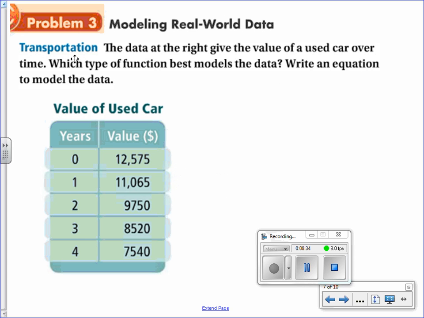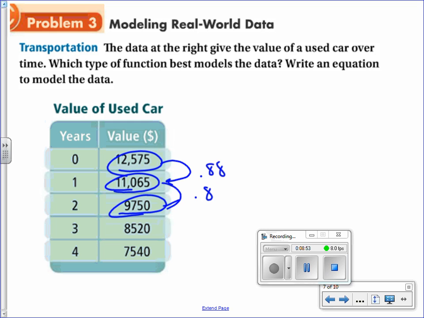When you check exponential, take your second number divided by your first number, so that way you know how to multiply from your first to your second. So your common ratio is 0.88 when you divide. Take 9,750 divided by 11,000, you come up with 0.88. And then we'll check one more. It looks like it's working out. 8,520 divided by 9,750. When you divide that out, you come up with 0.87. Now, I know it seems like it's different because we have a slightly different number, but it is exponential.